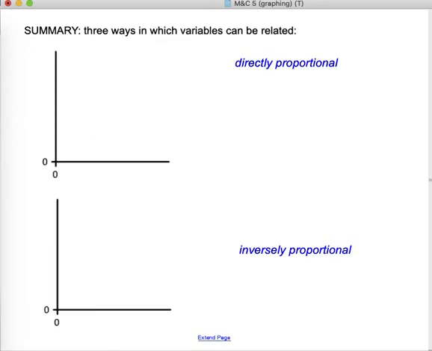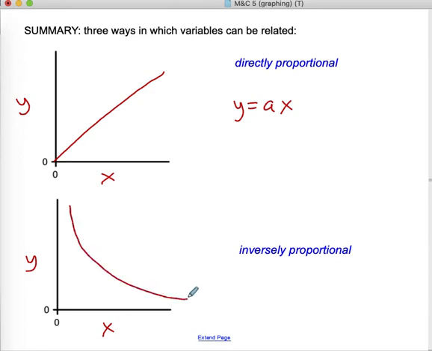So, to summarize, there are 3 ways in this class in which you will see variables related to each other. If y and x are directly proportional, then as x increases, y increases in a linear fashion and the line goes through the origin. And the equation is y equals a times x, where a is the proportionality constant. On the other hand, if y and x are inversely proportional to each other, then as x, the independent variable, increases, y, the dependent variable, decreases, and the relationship is y times x is equal to constant.